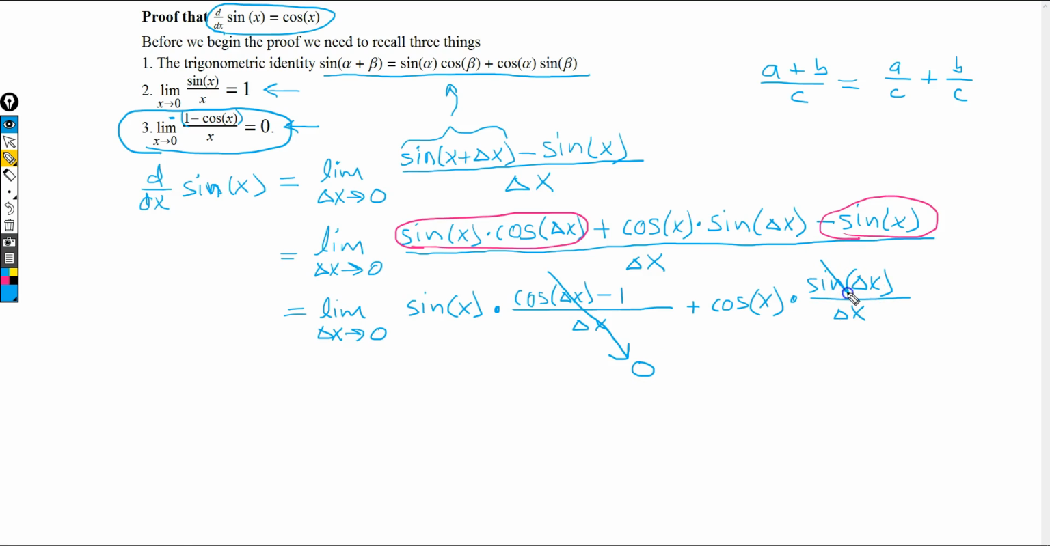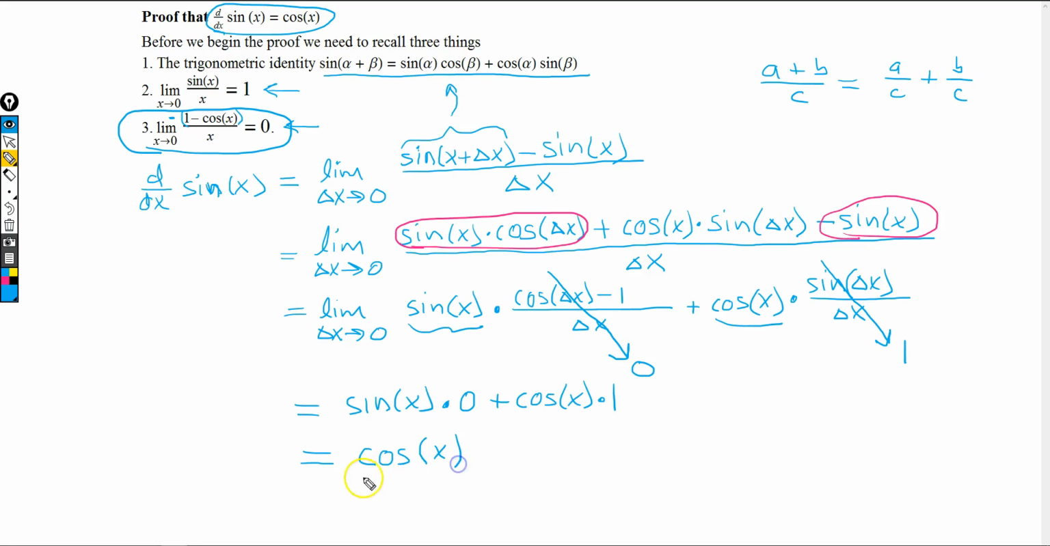And the sine delta x over delta x, well, that's going to 1. And so what you have here in this limit, you have the sine of x, that's this part right here, times 0 plus cosine of x times 1, and of course this is just going to be the cosine of x. And there we go.